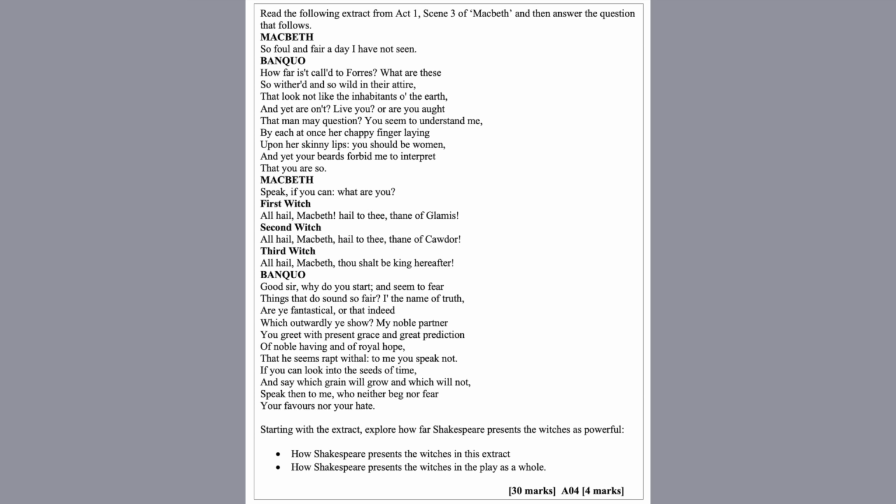Read the following extract from Act 1, Scene 3 of Macbeth and then answer the question that follows. You can pause the video if you want to read through the extract there. Starting with the extract, explore how far Shakespeare presents the witches as powerful in the extract and the play as a whole.